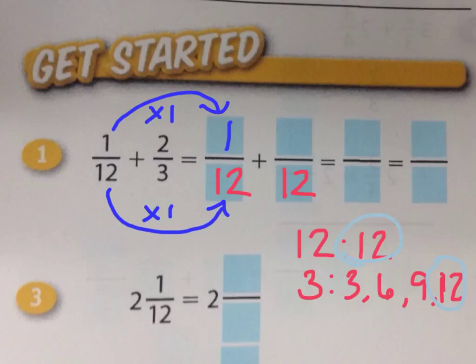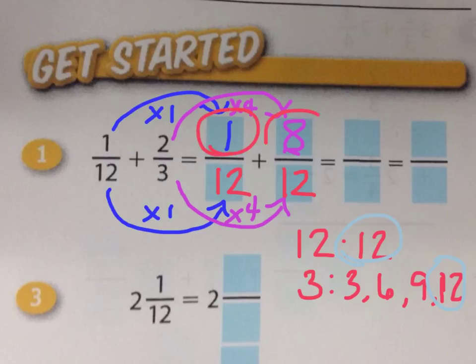Now let's find the equivalent fraction for 2/3. Well, from 3 to 12, you're going to multiply it by 4. So you need to multiply the top number by the same number. 2 times 4 gives you 8. Okay, once you do that, you just add your numerators. So 1 plus 8 gives you 9. You do not add your denominators, they stay the same.